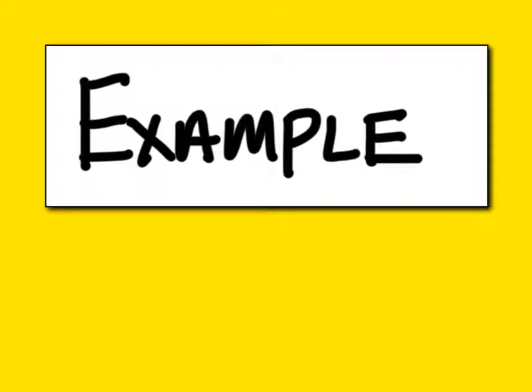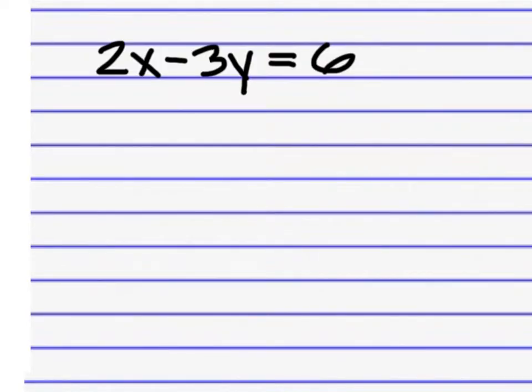Example. So here's the equation, and you have to find the X and Y intercepts. Here's how you do this. First, to find the X-intercept, where it crosses the X-axis, the exact point, you plug in a 0 for the Y. So I have 2x minus 3 times 0 equals 6, plugging a 0 in for the Y.